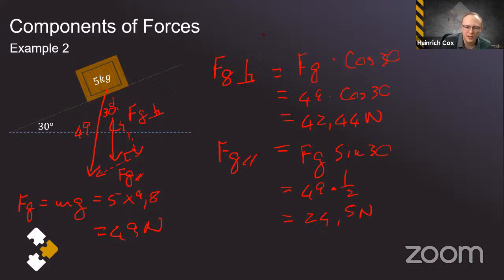Okay, so what does this mean? It means that if you have a 42.44 newton force going in that direction, and you've got a 24.5 newton force going in that direction, if you add those together, it's got exactly the same effect as this FG here. So these are now our components of FG.